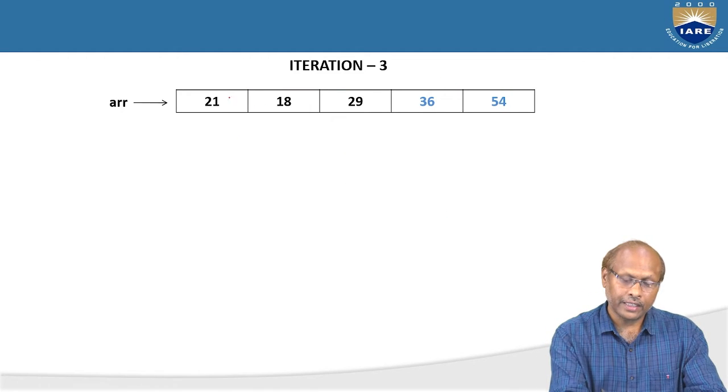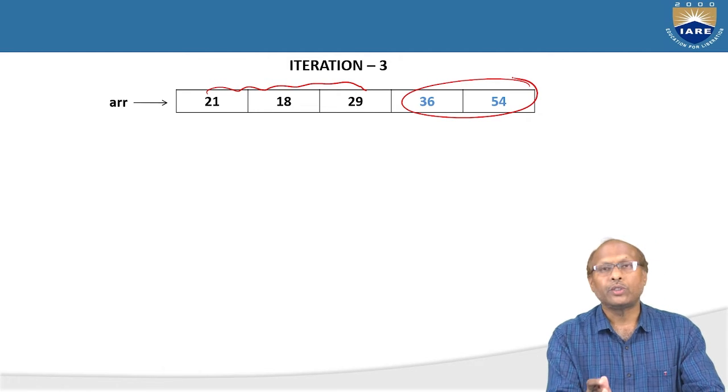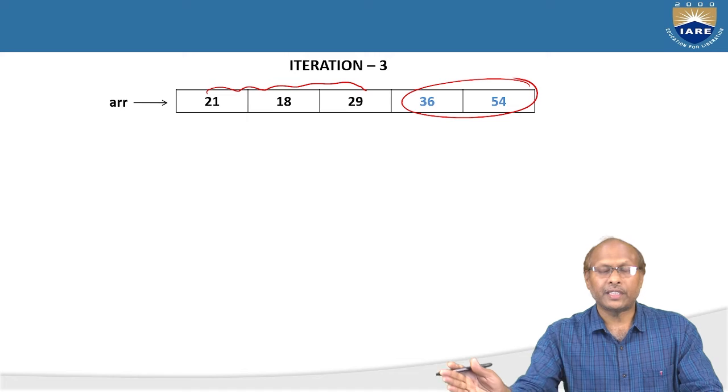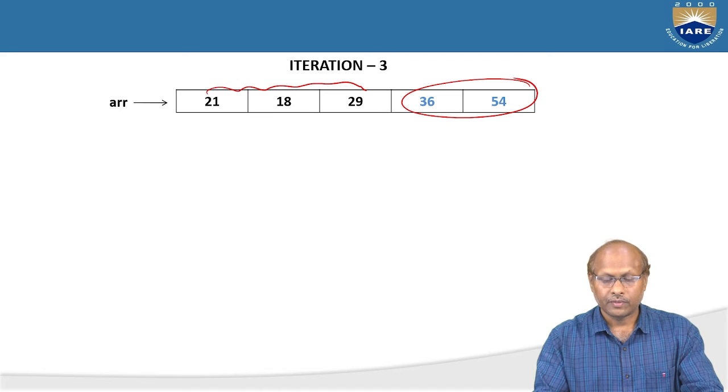So in the third iteration, you have to focus on these three elements only. These two are already swapped, so the loop will not come this side. Every time the outer loop runs, the inner loop is reducing.